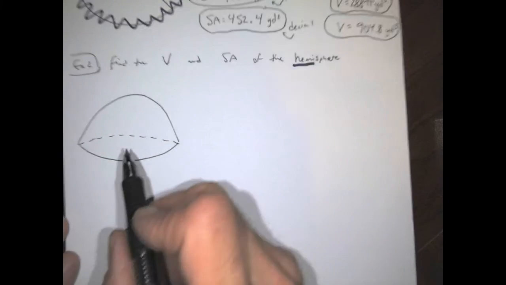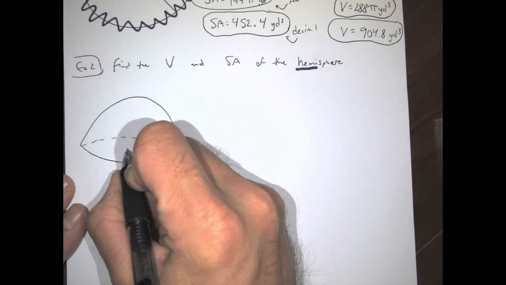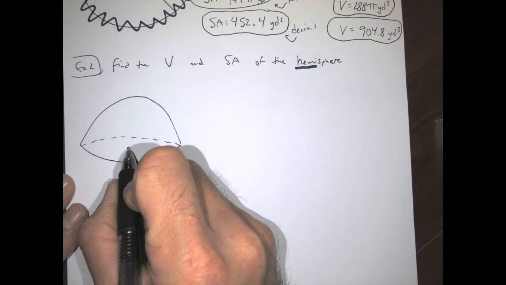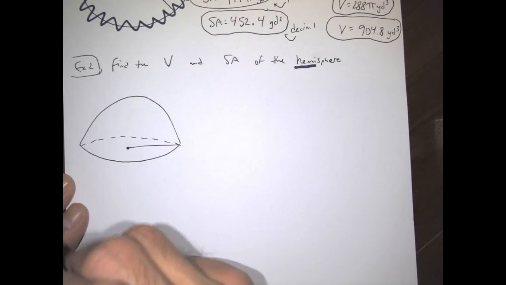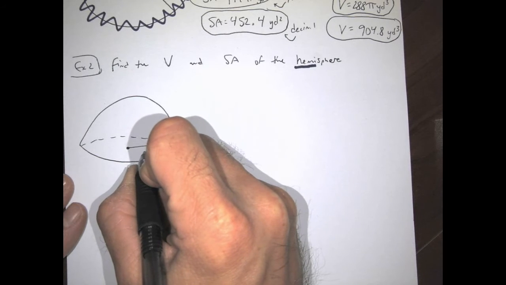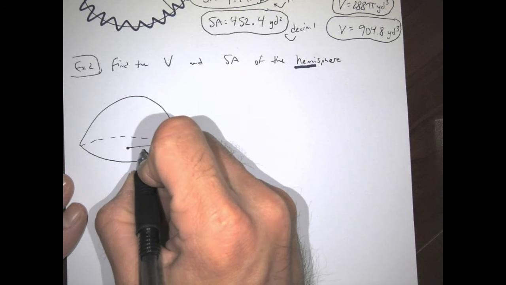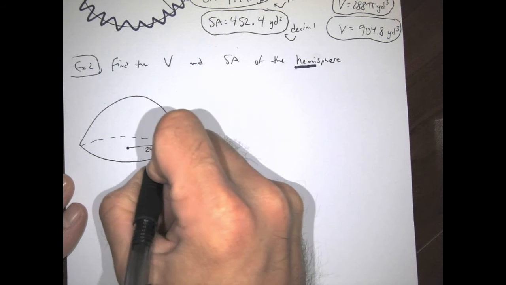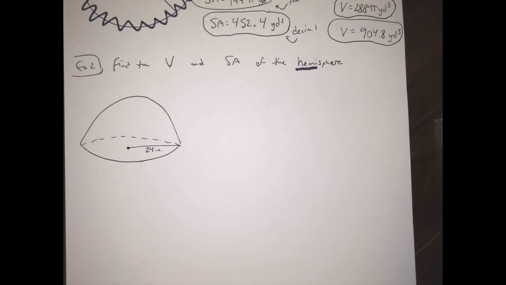There we go. There's our hemisphere. It's a half a sphere, everybody. It's a half a sphere. Here we go. I'm going to give you a radius of... how about 24 inches? 2 feet, 24 inches. Find the volume and the surface area.